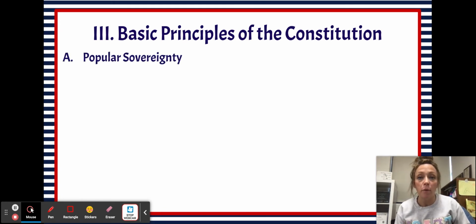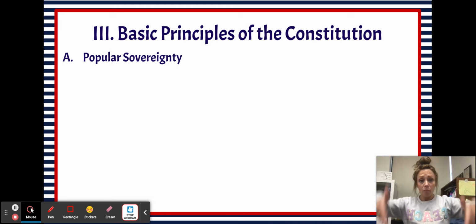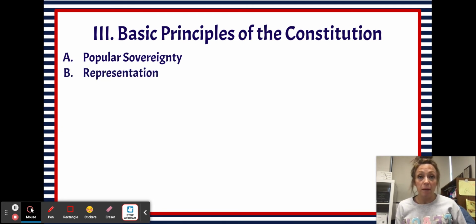All right, so the first one we want to look at today is popular sovereignty. And we've heard of this term before. Popular sovereignty means the people have the power. Whenever you see the word sovereignty, I want you to think of total power. Whenever I think of the word sovereignty, I think of putting on a crown, like a sovereign leader wears a crown. So popular sovereignty means people have the power. John Locke is somebody who would have believed in popular sovereignty because the governing power flows from the people.